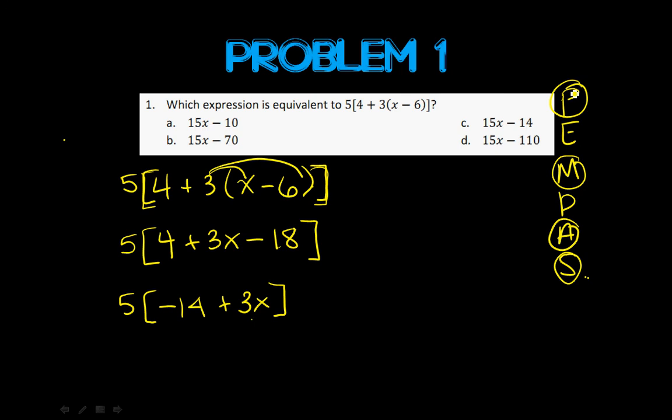Then the last step is we come out of our parentheses and we just do straight up multiplication. We do 5 times these. So 5 times negative 14 gives you negative 70, and 5 times 3 is 15. And so that does give you B, which is just written in the reverse order. It's 15x minus 70. So it's the same answer.